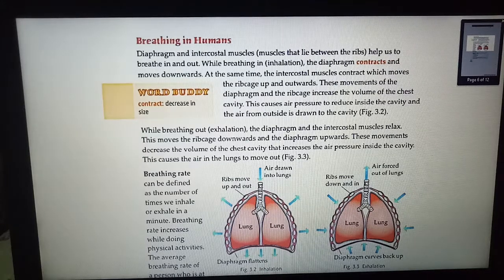Now while breathing in, the diaphragm contracts and moves downwards. At the same time, the intercostal muscles contract, which moves the rib cage up and outwards. When you breathe in, your chest cavity area increases, and when you breathe out, it decreases. These movements of diaphragm and rib cage increase the volume of the chest cavity. This causes air pressure to reduce inside the cavity, and the air from outside is drawn into the cavity.